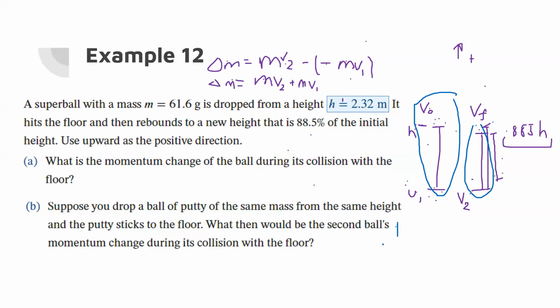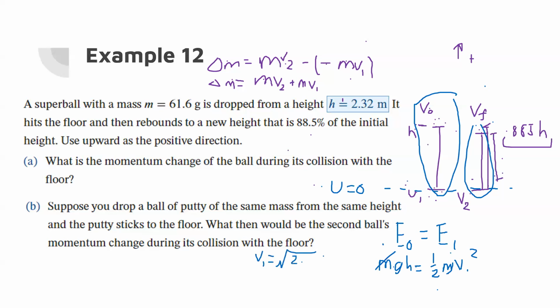So doing that, we can say that my energy naught is going to be equal to my energy at the bottom, energy 1. And so I have mgh equals 1/2 m, since I'm going to define this as potential equal to 0, and 1/2 m v1 squared. My masses cancel out, and I end up with v1 is equal to the square root of 2gh.